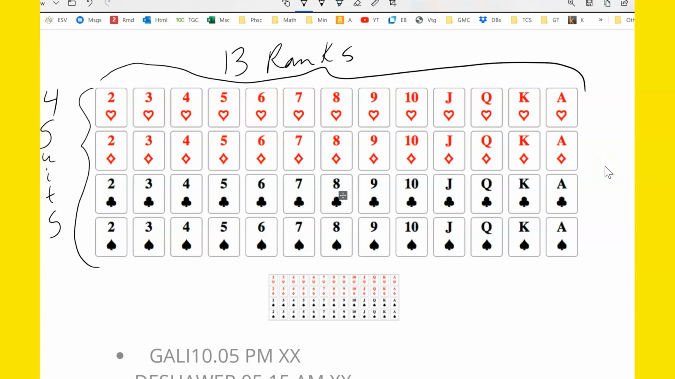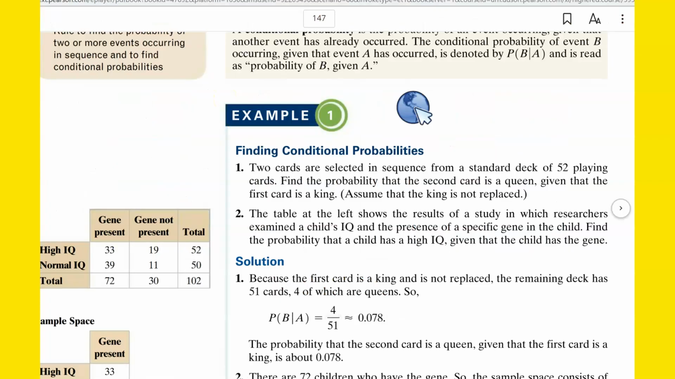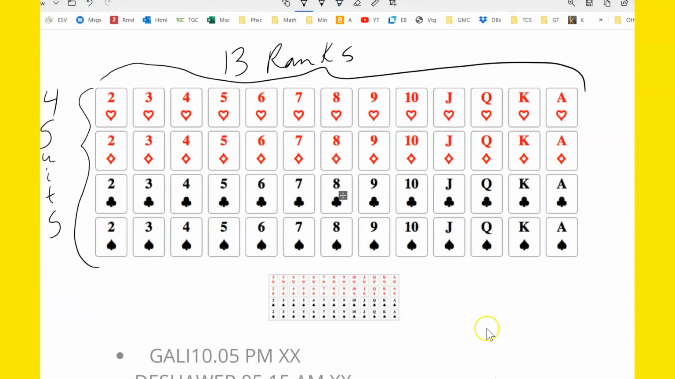So if you aren't familiar with a deck of cards, if you haven't played much cards in your life, you might want to take a picture of this or draw this out for yourself to become familiar with these ranks and suits. So now back to our problem. Two cards are selected, and we want the probability that the second card is a queen given that the first card is a king. Let's look back at our deck of cards and see if we can figure that out.